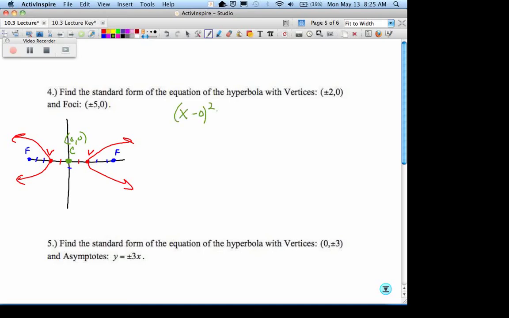If you want to write x minus 0, go ahead. So x is going first because this is moving horizontally. Now all I have to do is put in the two denominators. So what's going to go under the x? Well, how far did we go from the center out to the vertex? 2. That's a distance of 2. So what goes under x?